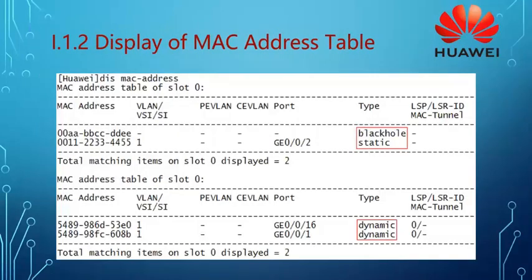If I would like to show the content of the MAC address table, I will type on the VRP line command display MAC-address. Okay, so this output is an example of the MAC address entries on the MAC address table. Here we will see the entries.